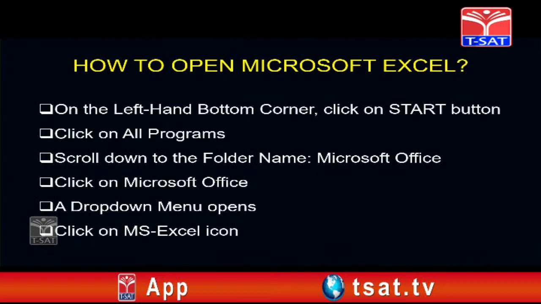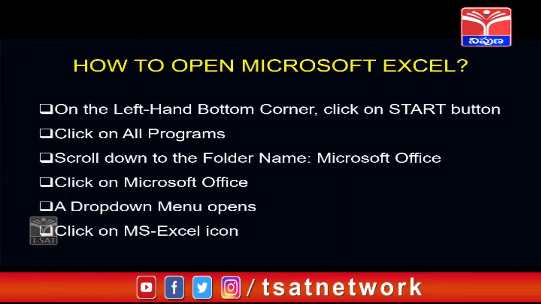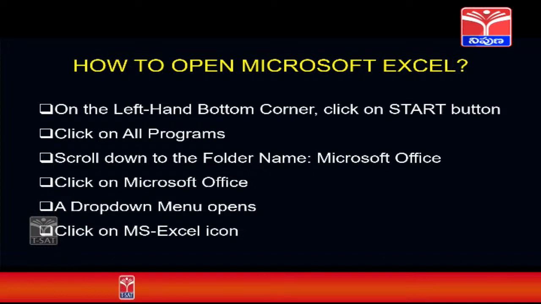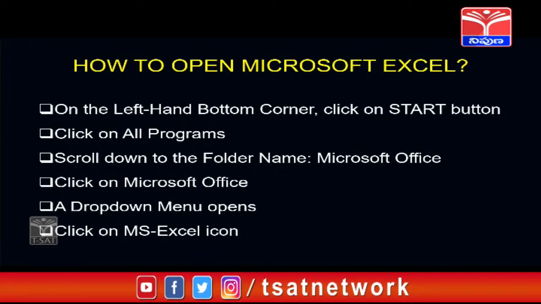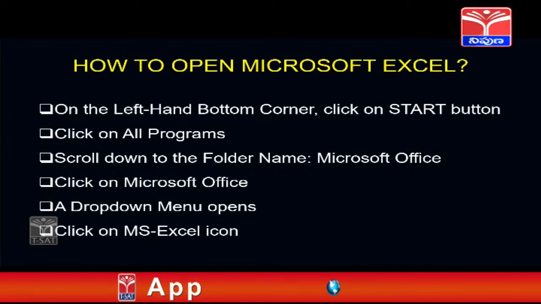So how to go ahead and open Microsoft Excel? On the left hand bottom corner of your computer screen, click on the Start button. Click on All Programs. Scroll down to the folder named Microsoft Office. Click on Microsoft Office. A drop-down menu opens. Click on the MS Excel icon.